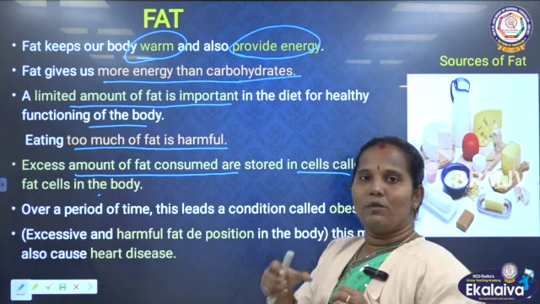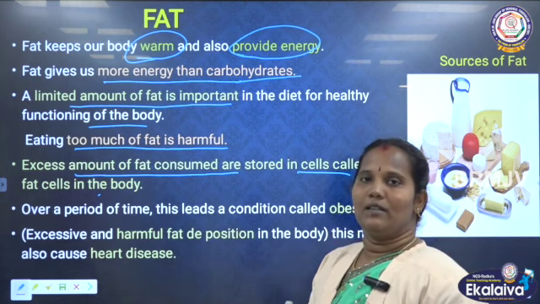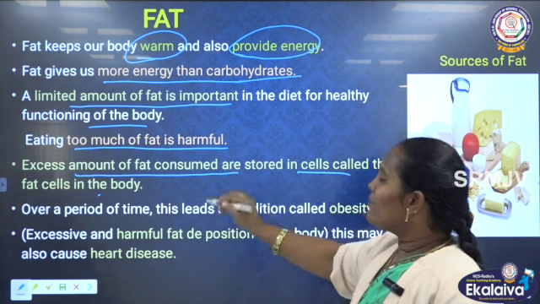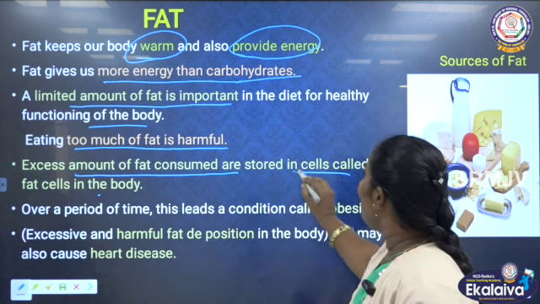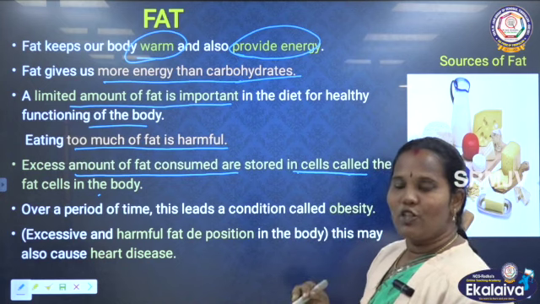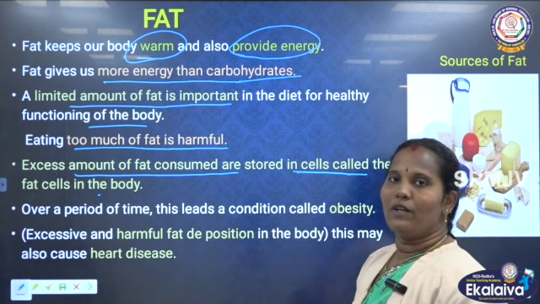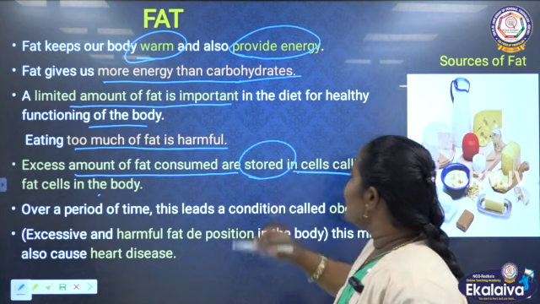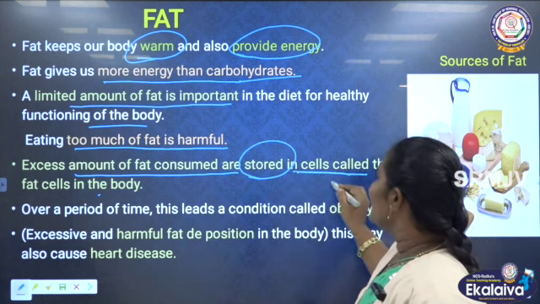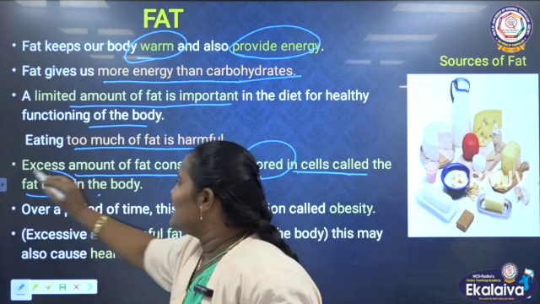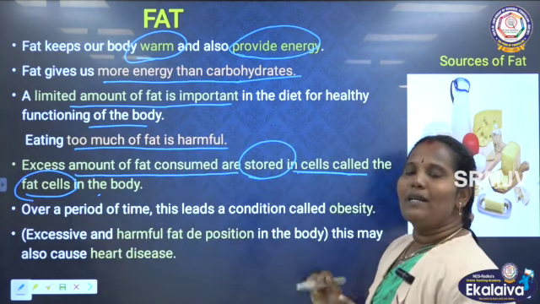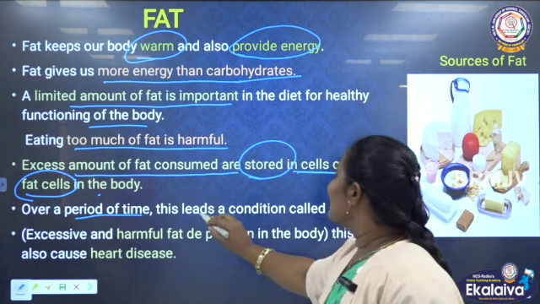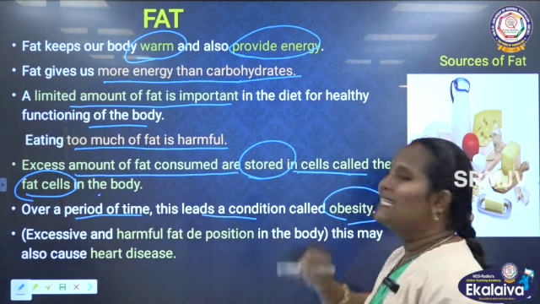All the nutrients are absorbed by the cells. Suppose the fat is consumed and stored in the cells. The fat is consumed like other carbohydrates and proteins, but if it is stored under the skin, what will happen? The cells are called fat cells. Over a period of time, this causes the obesity problem.